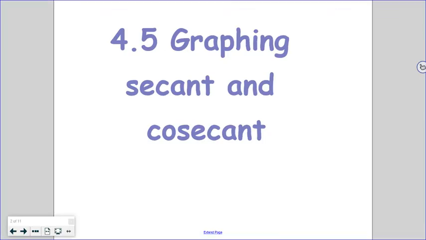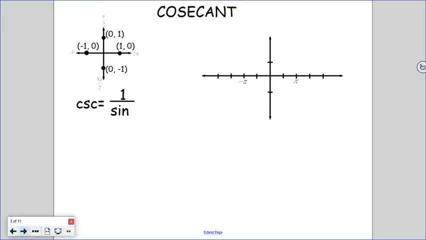Our last two trig functions today, graphing secant and cosecant. If you were good at the tangent cotangent, today is almost identical with one little twist at the end of it. And that is, again, our focus on the denominator. The first half of graphing these is going to look like we're doing the same thing we did yesterday.